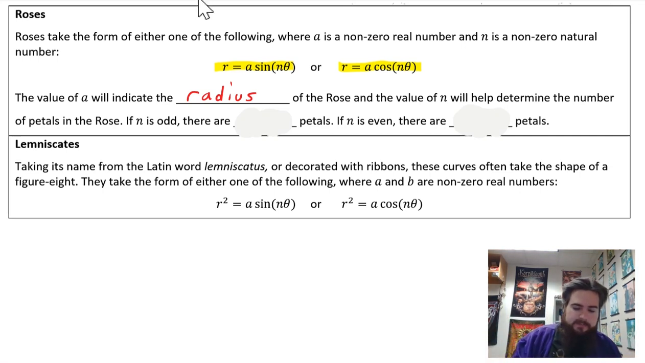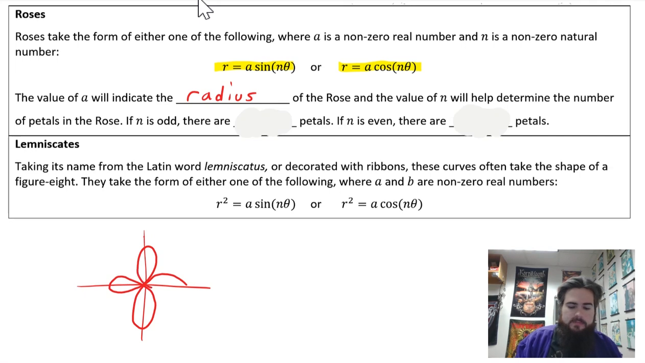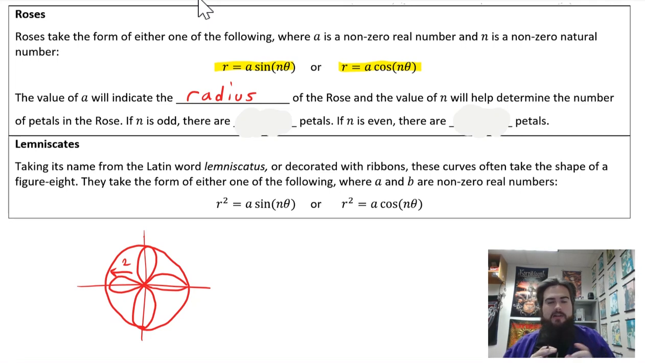For example, if I have a rose with a value of a of 2, that means I might see a rose that looks something like this. And this rose would fit within a circle that has a radius of 2. So each petal has a length of 2.